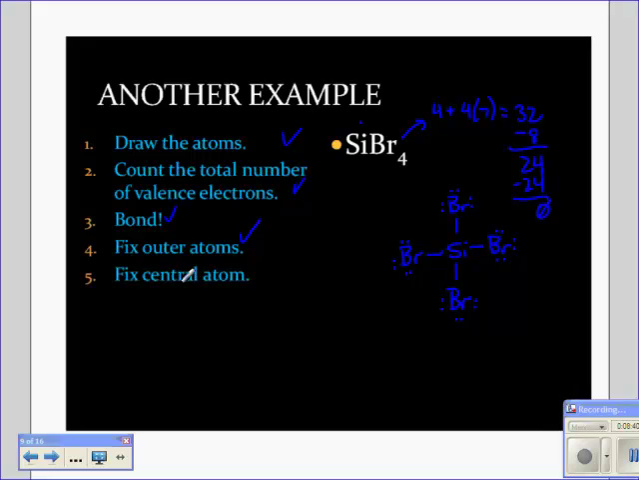Check your middle one. Your middle one has to have 8. Right now it has 2, 4, 6, 8. And that's a beautiful thing. I'm at 0, and everyone has what they want. That is a correct Lewis structure.